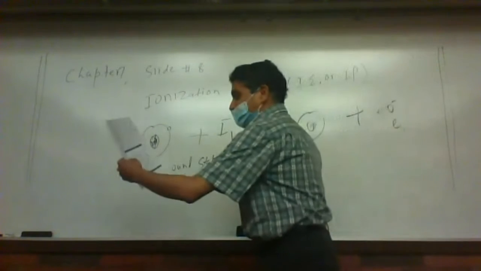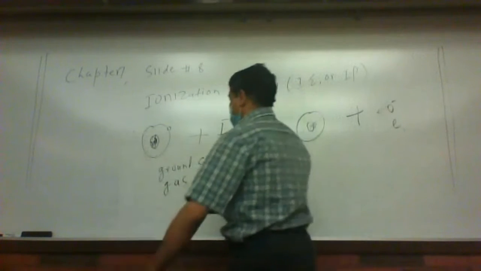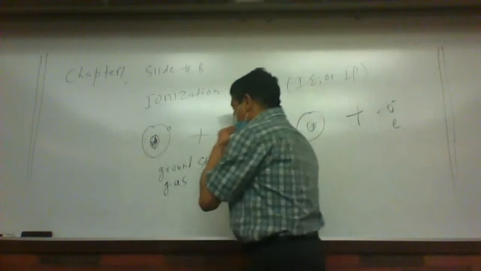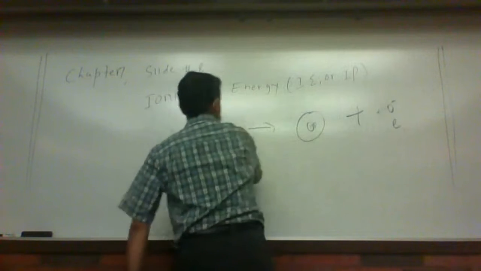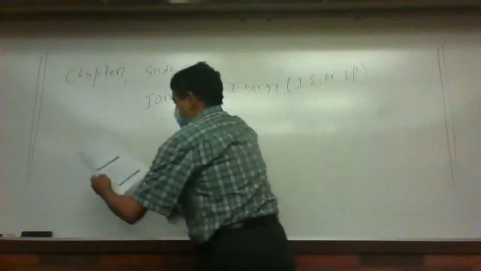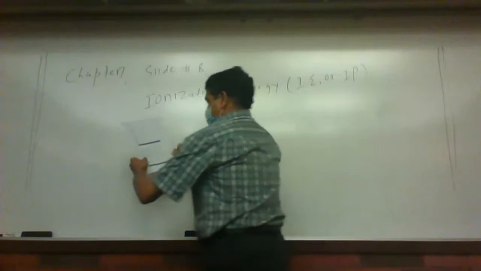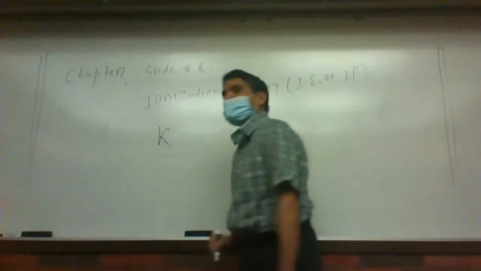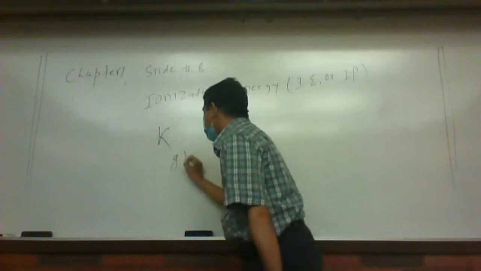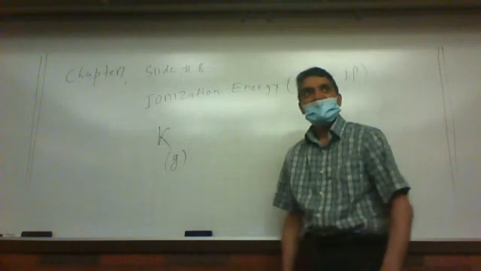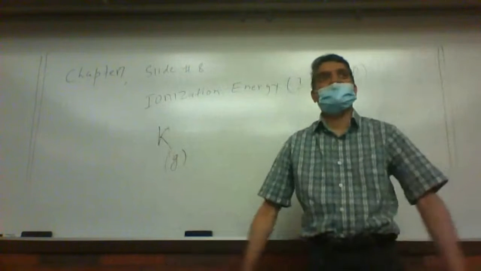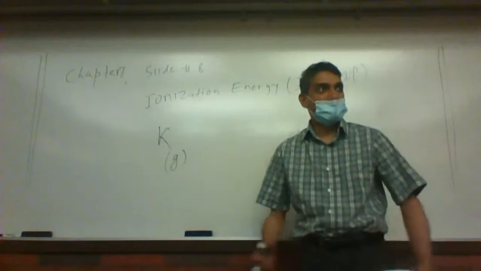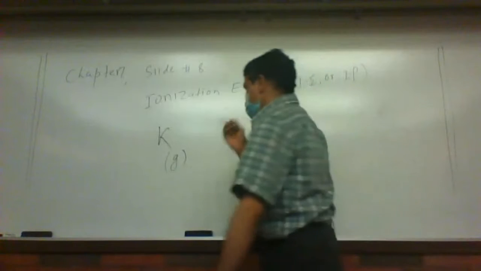Now let's talk about one example. Here I talked about hydrogen; now let's talk about potassium. K is a potassium atom. This atom is in the gaseous state, G means gaseous state, and is in the ground state. Ground state means it has not absorbed any energy previously.